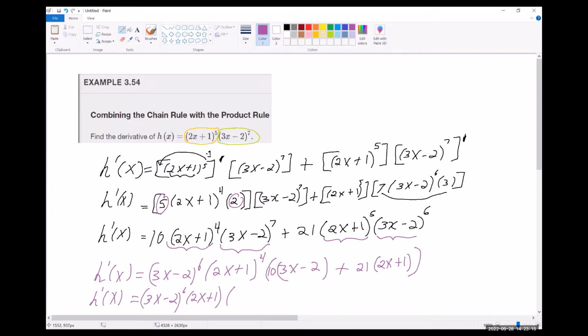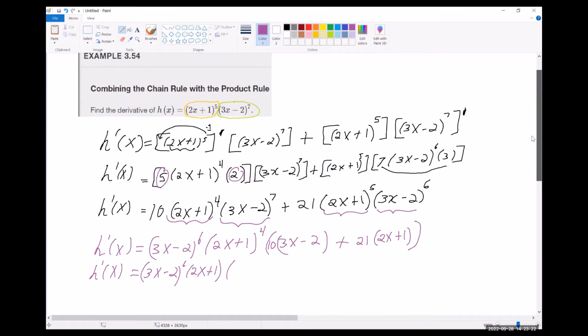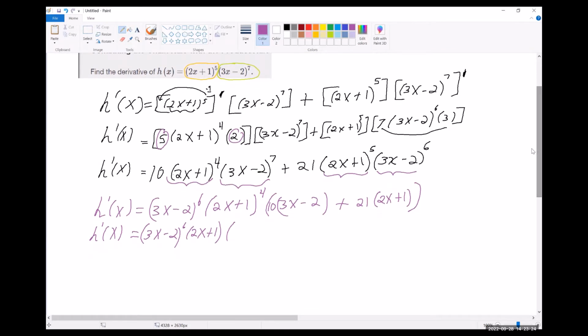plus 42x. Can you scroll your screen down a little bit, please? Okay, yeah, I didn't know it was not showing up. Is it a little better?